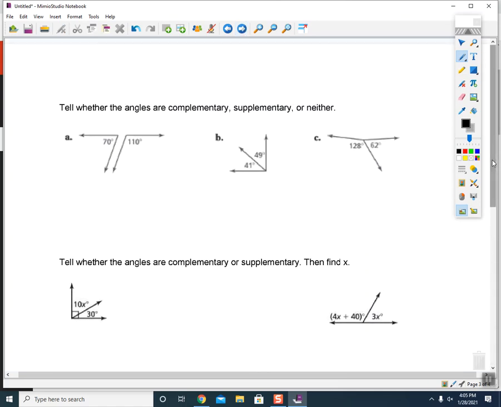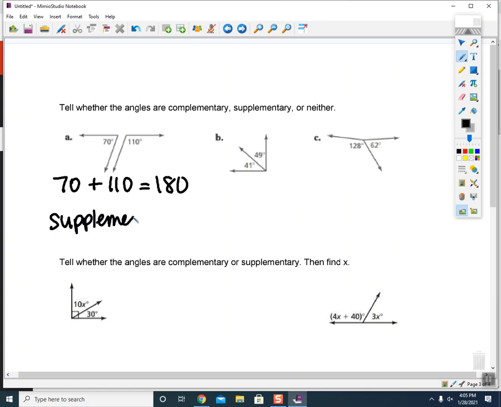Let's look at letter A. So we're going to tell whether they're complementary, supplementary, or neither. So here's what I mean by, we just talked about this, that they're always adjacent. These aren't adjacent. They don't share a side or a vertex, but they are next to each other. So the way that I figure out if they're going to be complementary, supplementary, or neither is figure out what do the angles add up to. So I would take 70 plus 110. Well, 70 plus 110 is 180. I know that that means that these are supplementary angles.